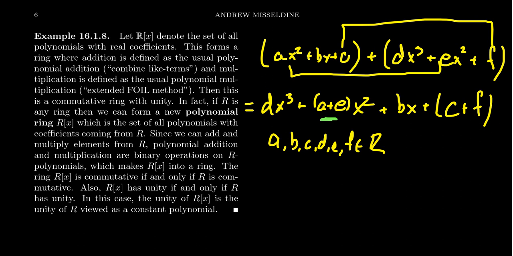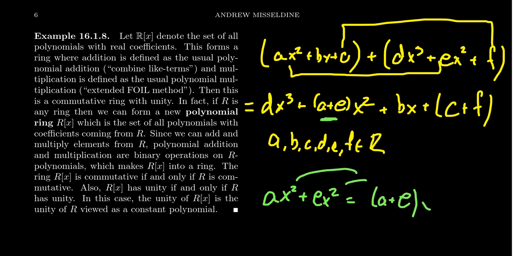And this is the right way to approach it here, because if you had something like ax squared plus ex squared, this is how addition ought to be defined, because if I'm making a ring of polynomials, that ring should be distributive, so I can factor out the x squared, in which case you get a plus e times x squared. This is the only way that addition could be defined using like terms. So if you can add together the coefficients, then you can add polynomials. That would have to be the case.